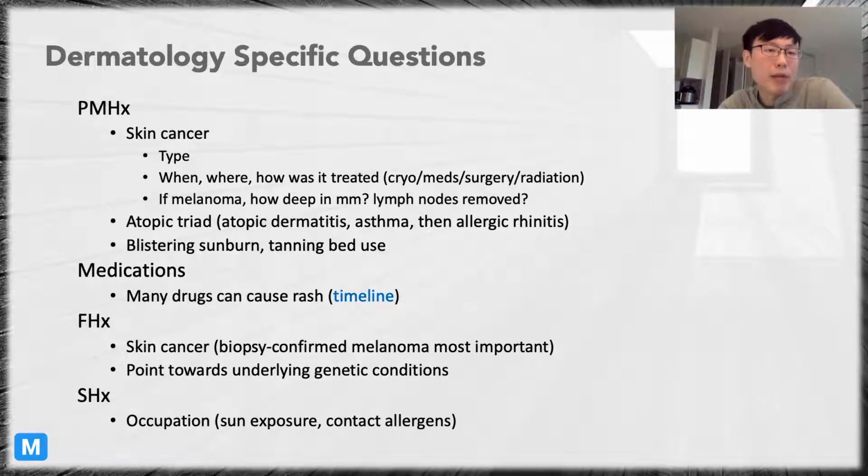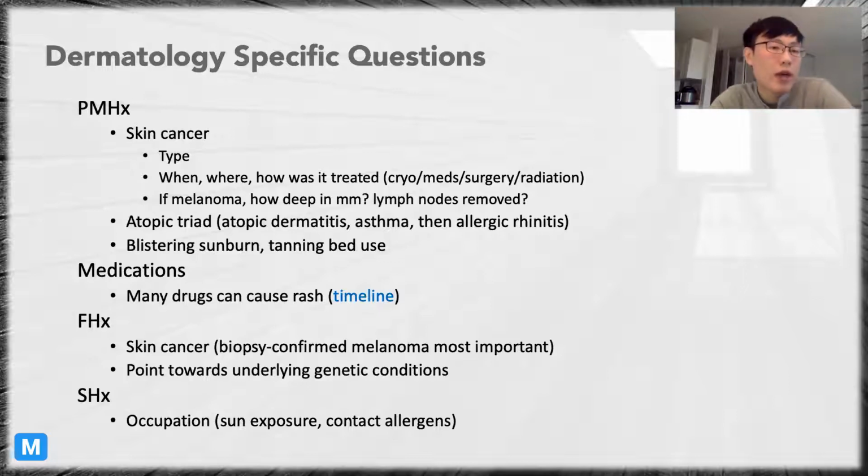And then in terms of past medical history, we want to specifically ask about skin cancers, the type of skin cancers, and how it was treated. If the patient is not sure about what kind of skin cancer they have, you can ask them, was it treated with liquid nitrogen? Did you get medication? Did you get big surgeries? Did you get any radiations? This can help you differentiate what kind of cancer the patient had before. And if the patient told you they had melanoma, you want to ask them how deep the melanoma was, because that's the most important single prognostic factor. And you want to ask, did the surgeon remove your lymph nodes? That also indicates a more invasive melanoma.